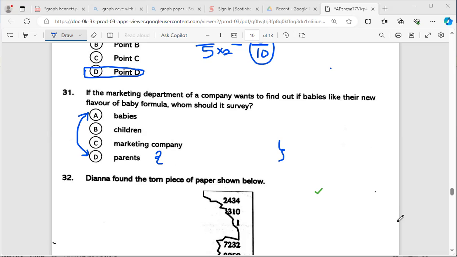Because it's a good example. Babies like baby food. Some people don't like baby food. So the baby can like the formula and the parents disagree, so they don't like the formula. All right, guys, we're going to continue with this.